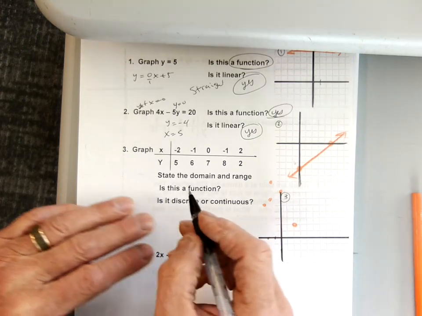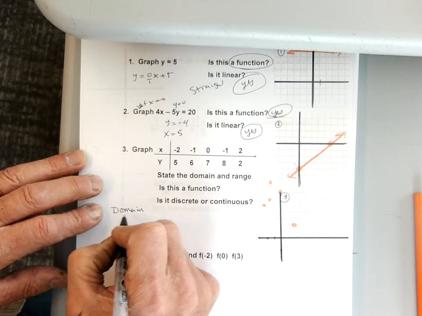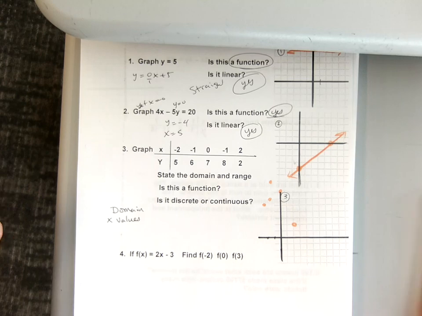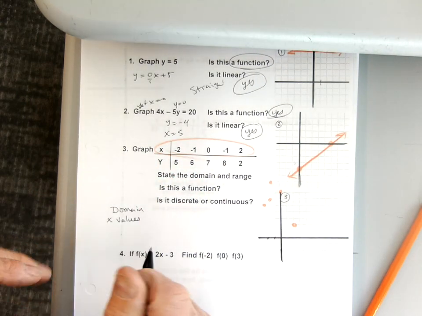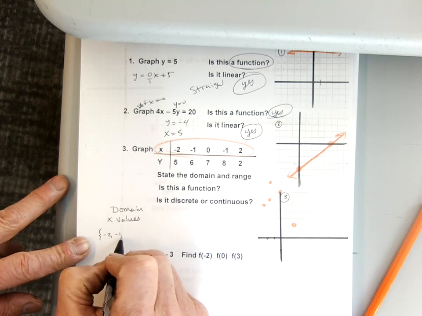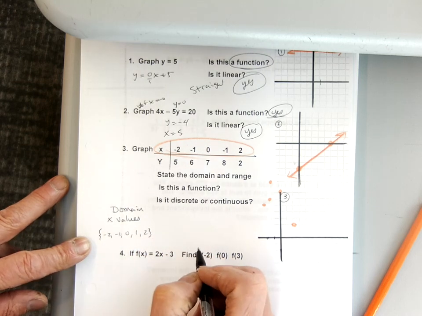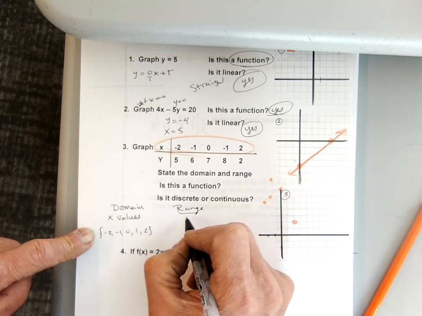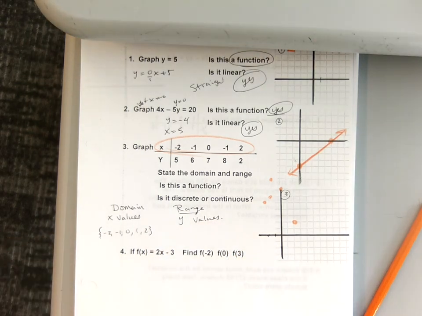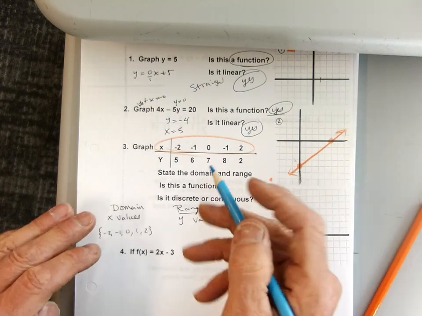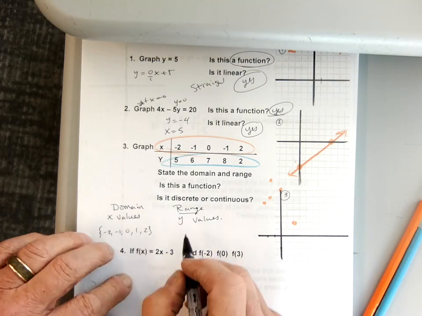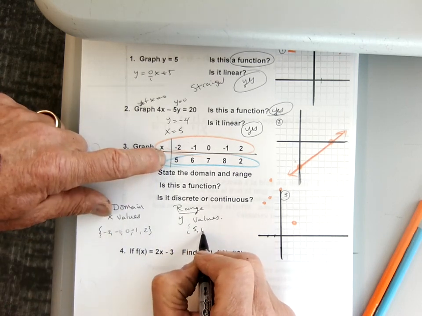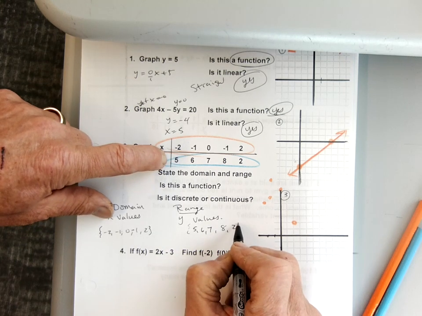Okay, state domain and range. Domain is just my x values. There they are right there. So my x values are -2, -1, 0, 1, 2, right? And my range are my y values. There they are for me. Oh, that's a negative 1, my bad. 5, 6, 7, 8, and 2.